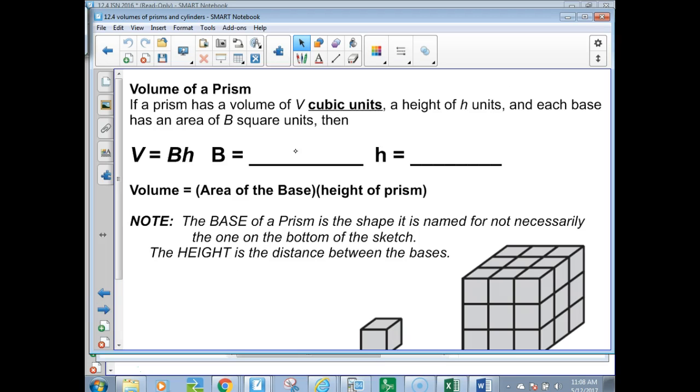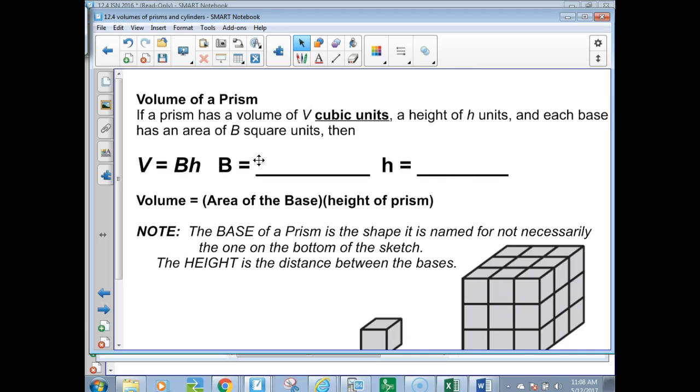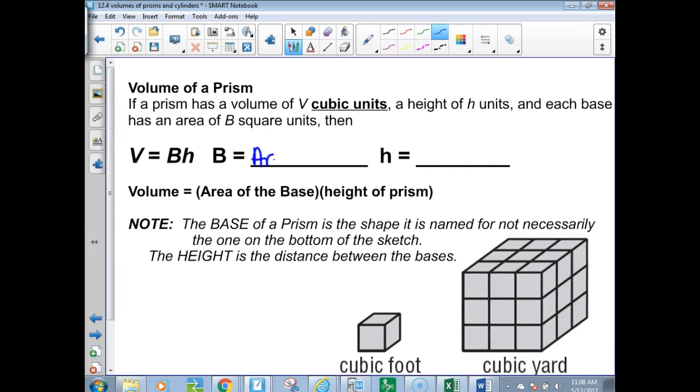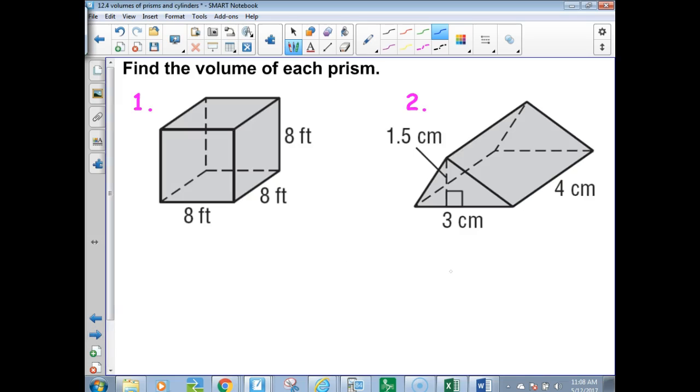Now, you do have a blank for here. Remember that big B means area of the base. Oh, I need a pen. And H, of course, is the height. Find the volume of each prism.